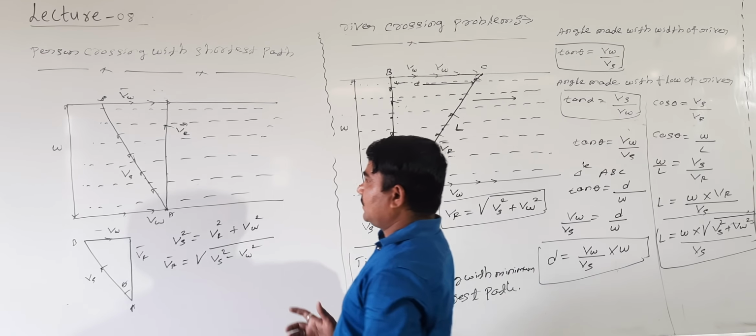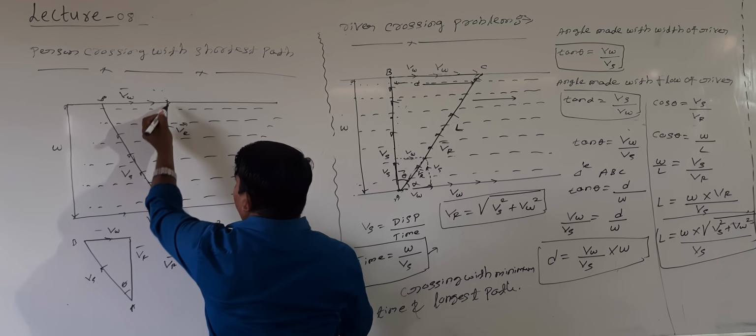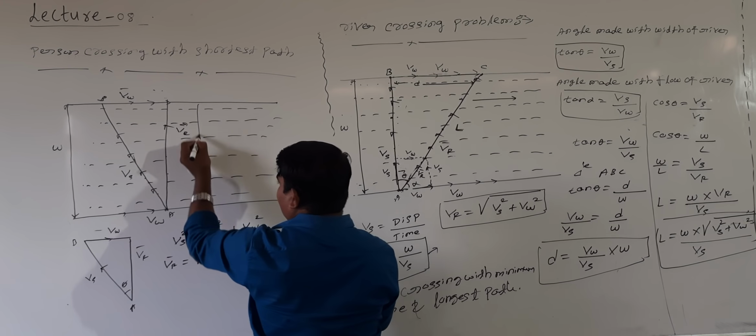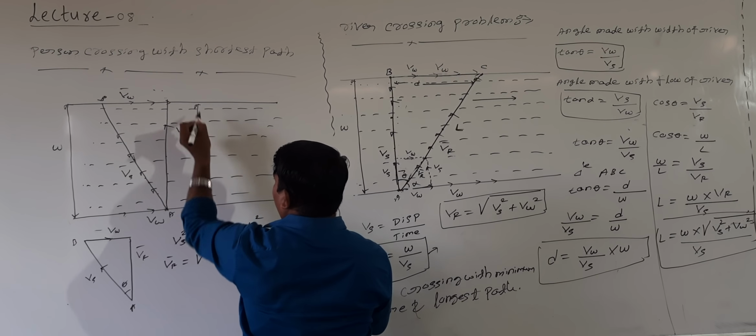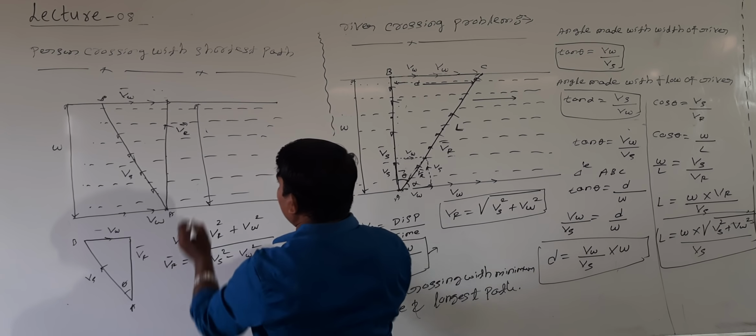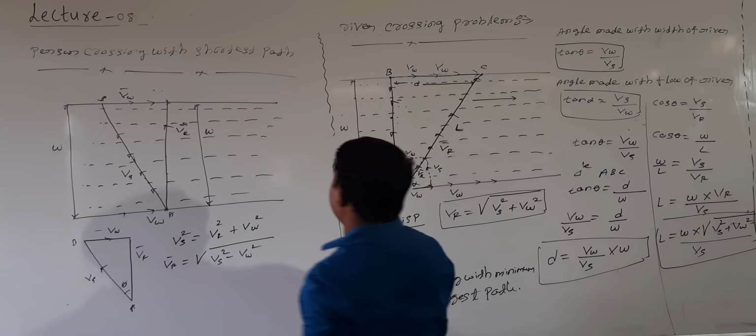Look at me, students. The resultant velocity is like this, and this resultant length must be equal to the width here. Shall I call this one? This is nothing but the width of the river. W can be called, or D can be called. Width is nothing but W, I am taking.